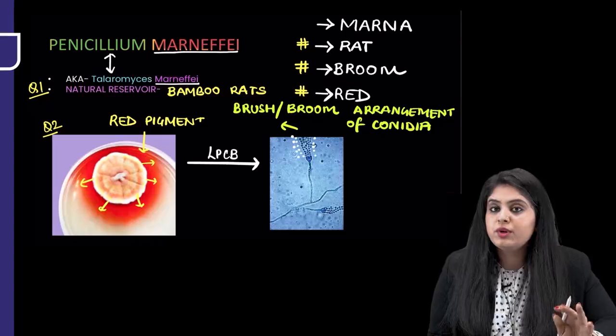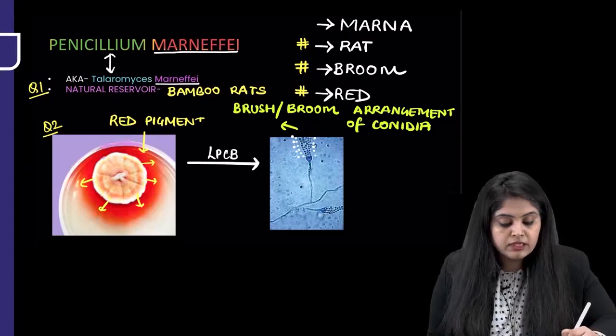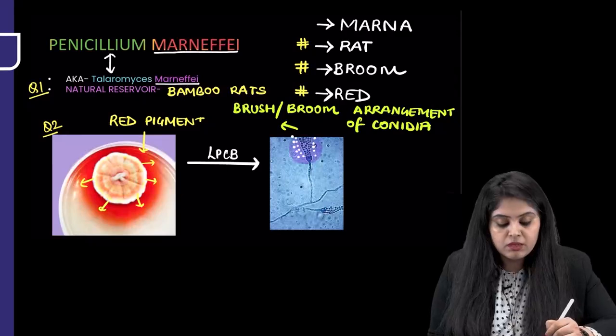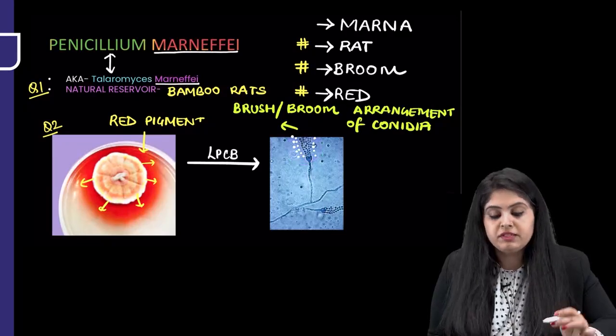What is the natural reservoir? It's the rat. How are you trying to hit? Till the time it becomes red. So red is the pigment. And with what are you hitting? I'm hitting with a broom or a brush. So that is the appearance that I get.